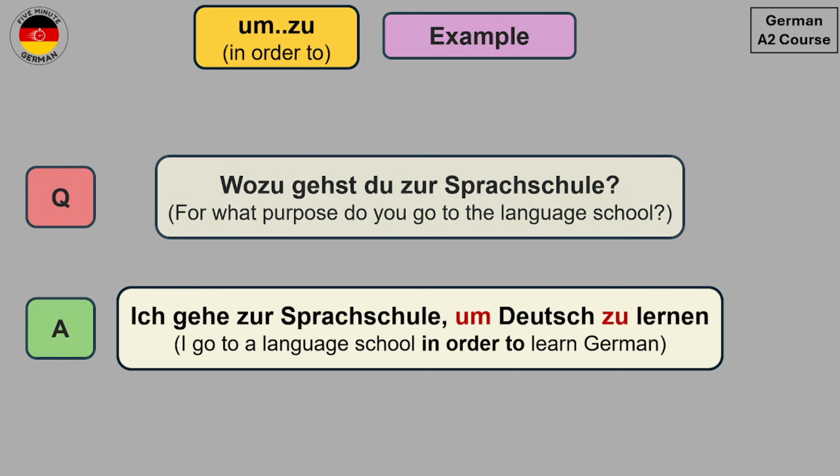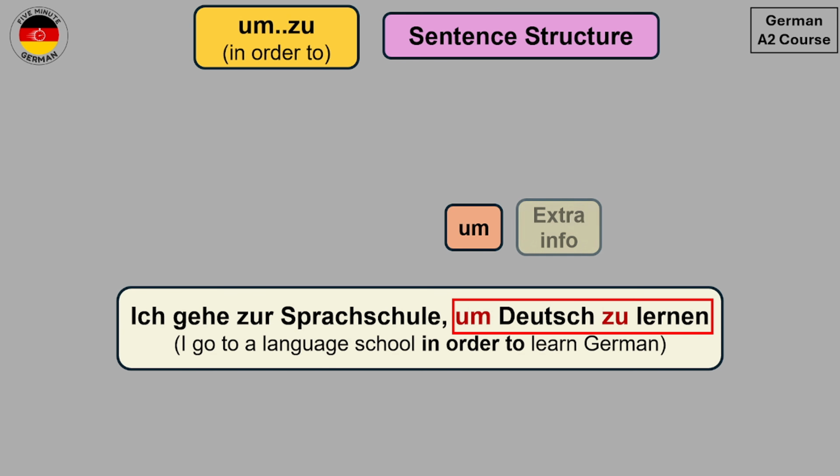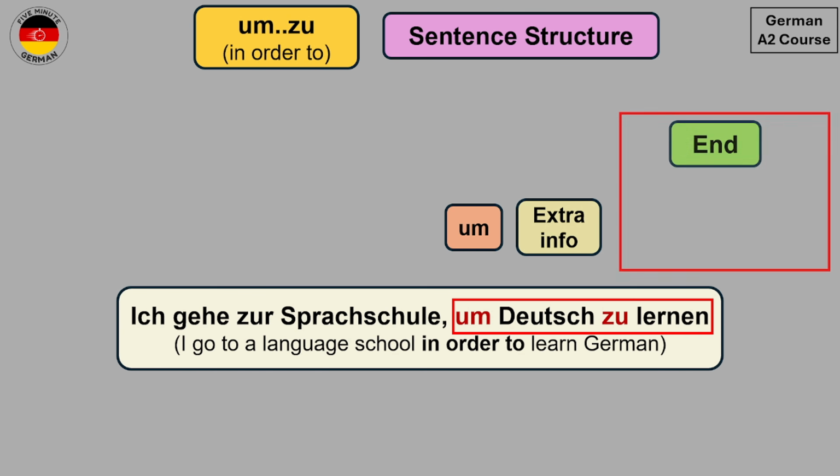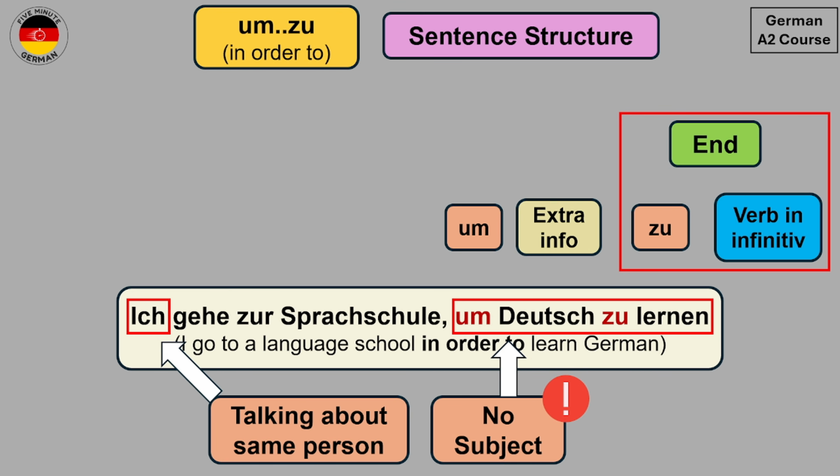Now let's take a look at the sentence structure. So when we analyze the second part of this sentence, then we see that this part starts with um, then we have some extra info, and at the end we have zu followed by the verb in infinitive form. And you also see that we don't have any subject in this part because we are talking about the same person which was mentioned at the start or in the Hauptsatz.